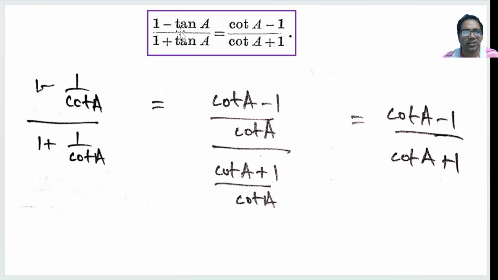It is pretty straightforward. 1 minus tan a is 1 minus 1 by cot a. 1 plus tan a is 1 plus 1 by cot a. Then here this becomes cot a minus 1 by cot a. This becomes cot a plus 1 by cot a. Cot a and cot a we can cancel. This becomes cot a minus 1 by cot a plus 1. Pretty straightforward. I just need to convert tan to cot.